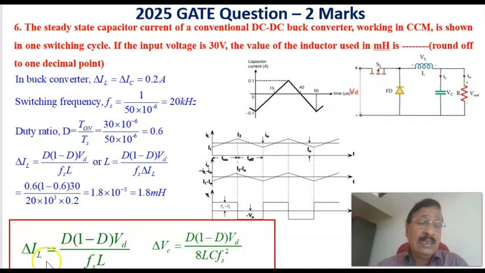L is designed based on the ripple current and C is designed based on the ripple voltage. Therefore, these are the equations to calculate the inductance as well as the capacitance of the low pass filter. You can remember this. This is the sixth problem in the 2025 GATE question paper, and this carries 2 marks.